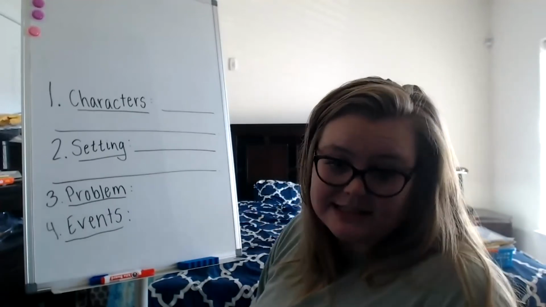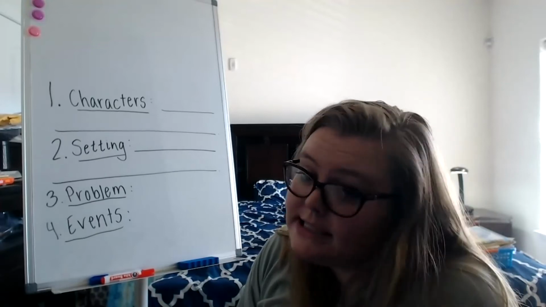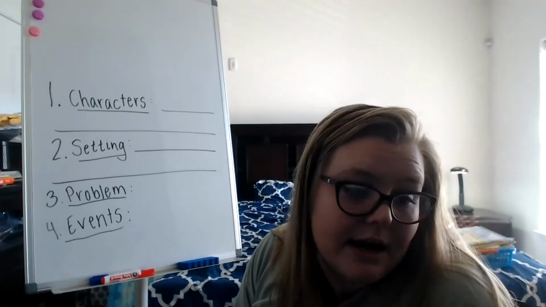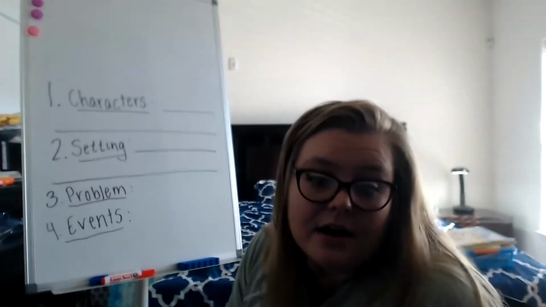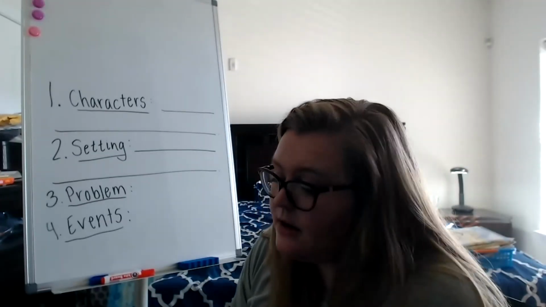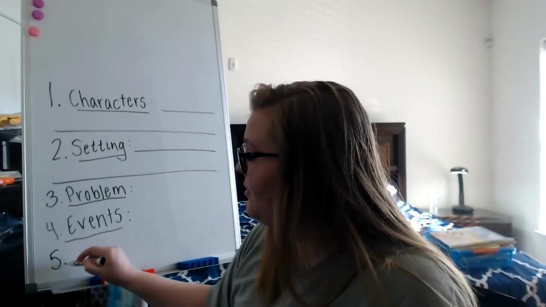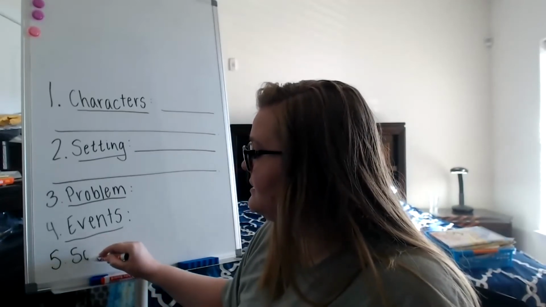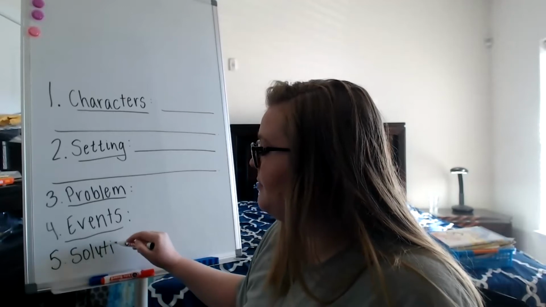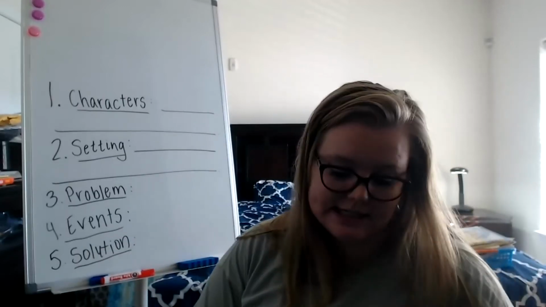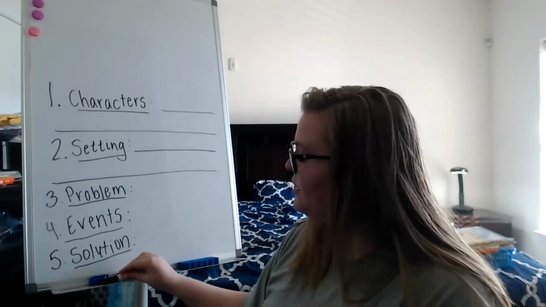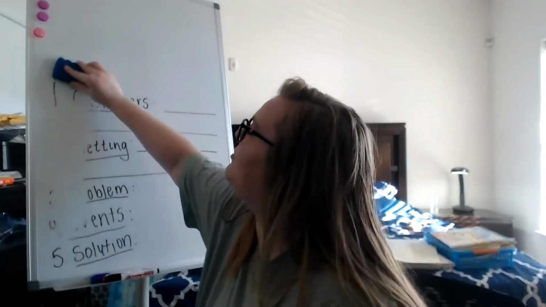List some events that happened in the story, full sentences. You're not just going to write, looks for bear. No, that's not a full sentence. And then your 5th one is the solution, which means how that problem was solved. And you'll write a full sentence about that. That's a way that you could do that on a blank piece of paper.